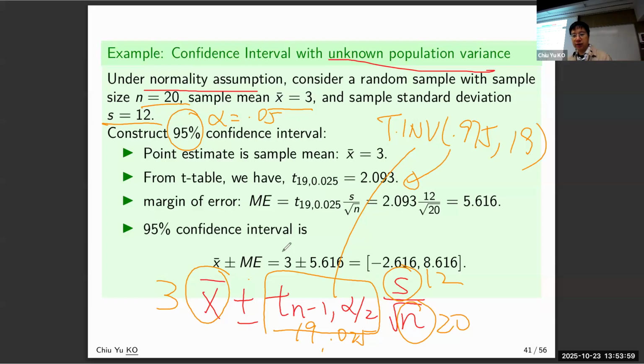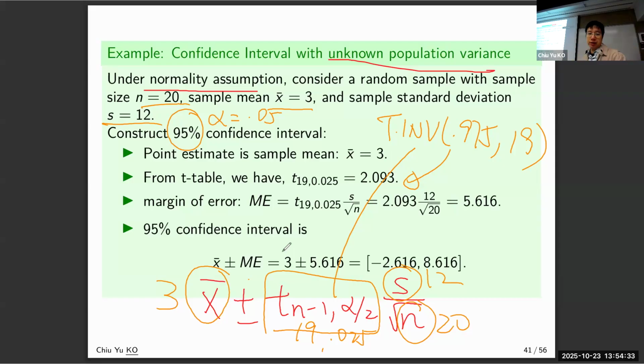Then you will say your best guess is 3. The worst case is negative 2.6. The best case is 8.6. Okay, and you can see this is a huge range because your sample size is small, 20. Okay, if your sample size is much more reasonable, you don't have this problem. Is that okay?